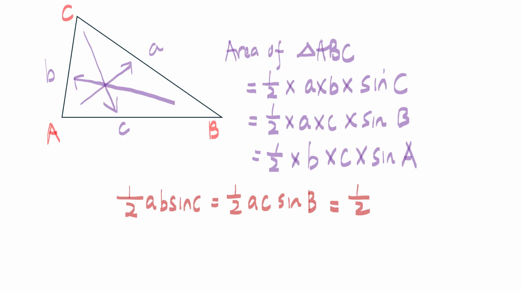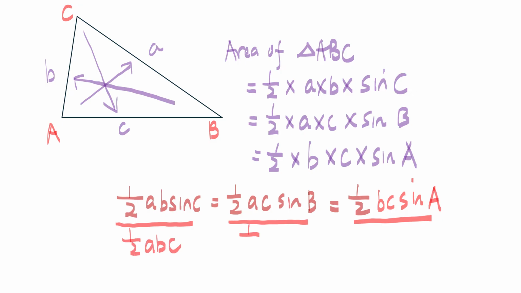And we're going to do some magic here. What is it that we're going to do? We're going to divide it by half abc. And with that, we can do some cancellation. The half and the half go off. The a and the a go off. The b and the b go off. The c and the c go off.